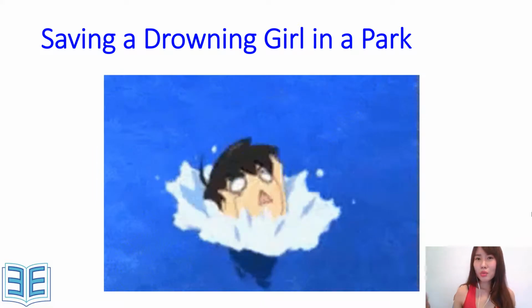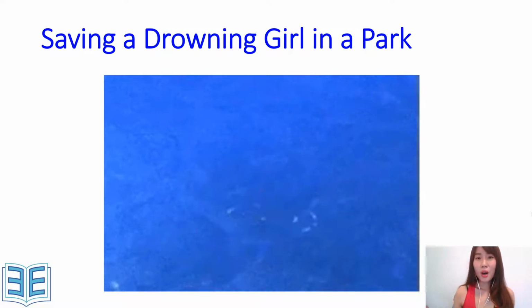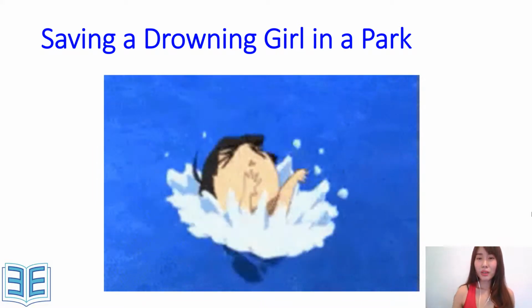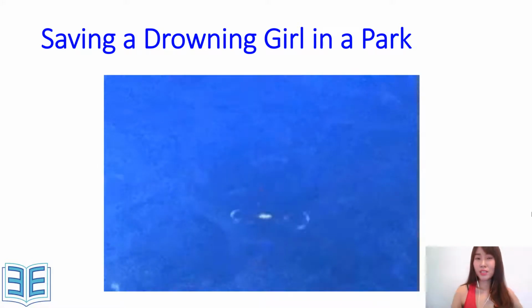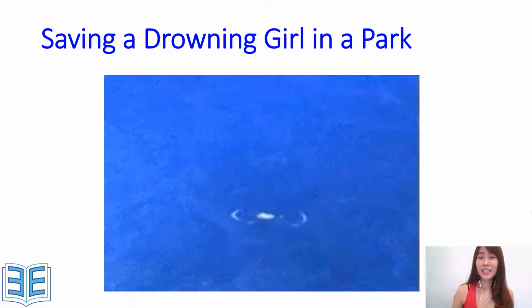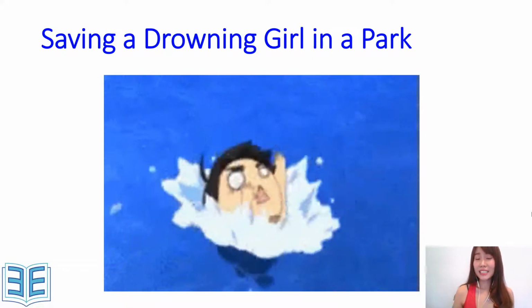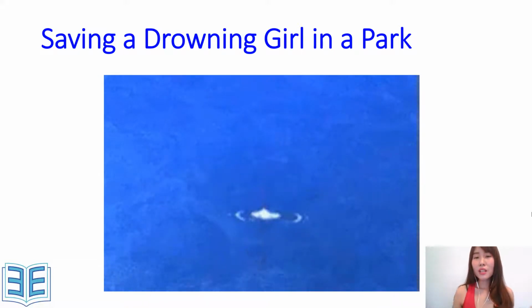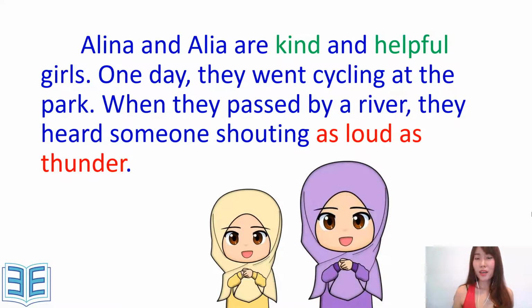One day two girls were cycling at the park and then they heard someone shouting and then they saw this little girl drown in the park. So how's the process that they save this little girl? Let's get started. You gotta write it in 3 paragraphs for UPSR writing.